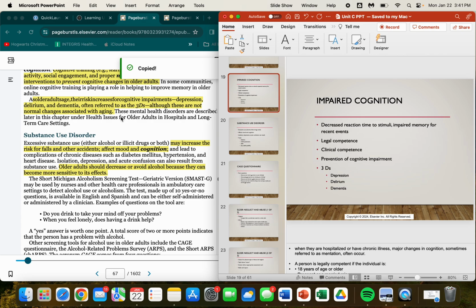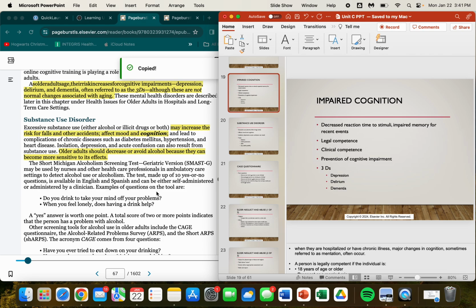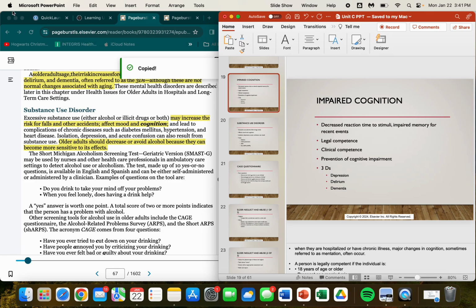As they age, their risk for cognitive impairment increases. However, depression, delirium, and dementia are not normal changes associated with aging, although they are common in the older adult population, and they should be screened for. But those are not typical when we talk about typical aging. So just note that those three things are associated with impaired cognition, but they're not normal parts of the aging process.